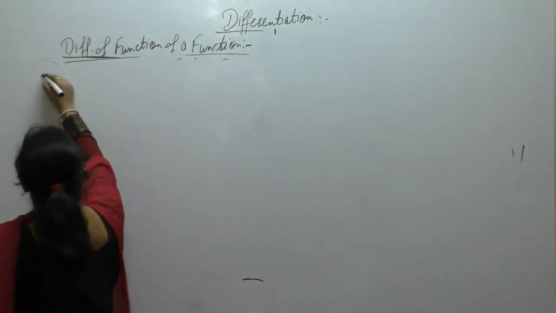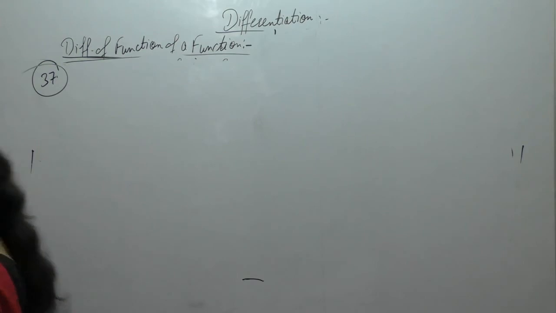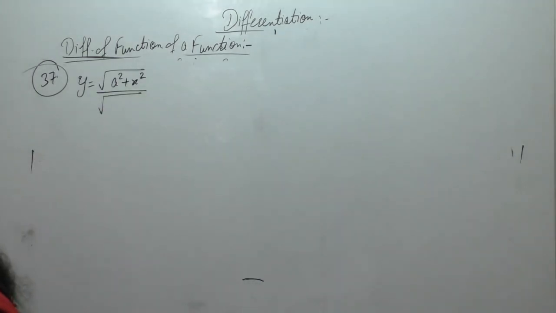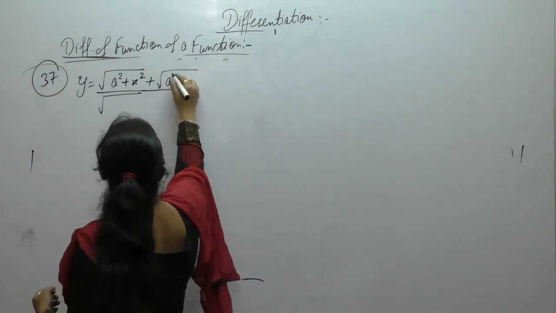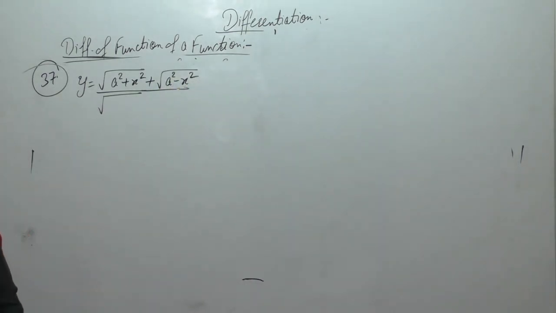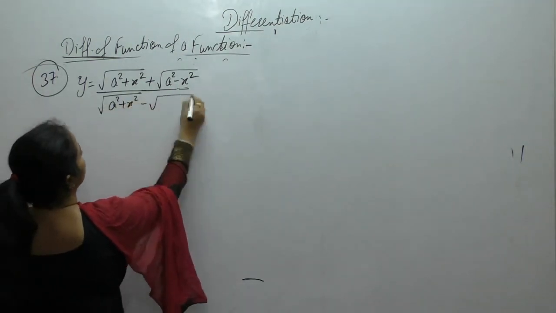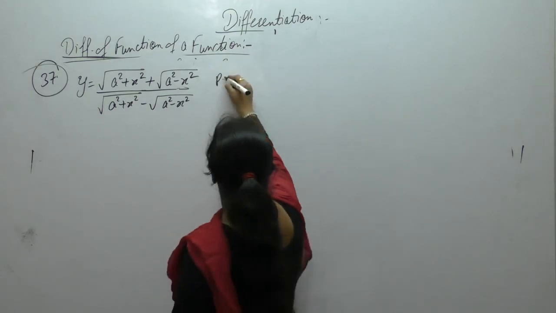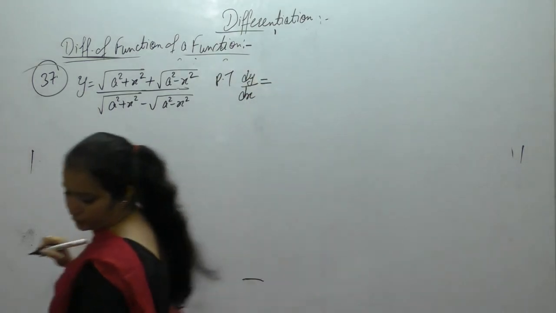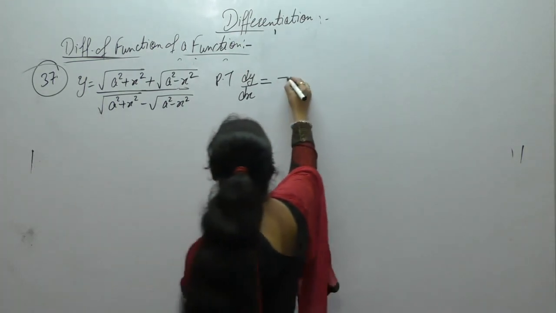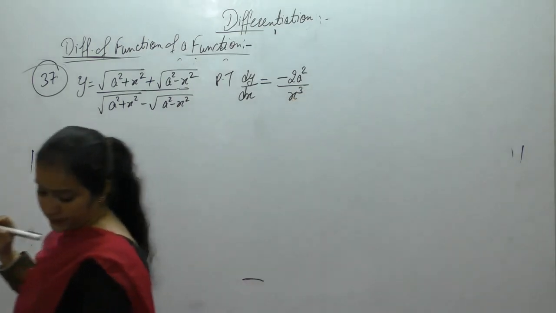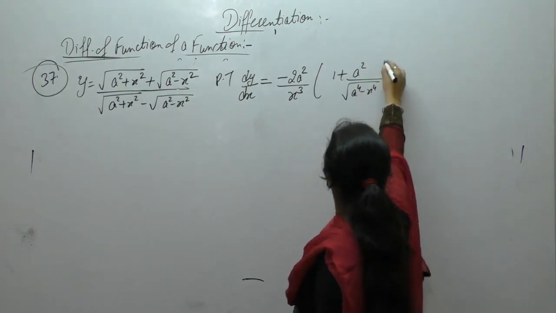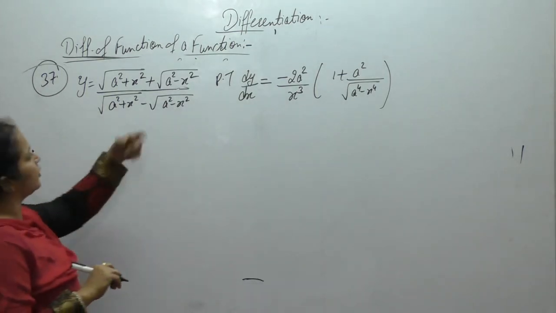Now next one. If y is equal to square root of a square plus x square plus square root of a square minus x square upon square root of a square plus x square minus square root of a square minus x square, show that dy upon dx is equal to minus 2a square upon x cube into 1 plus a square upon square root of a4 minus x4.